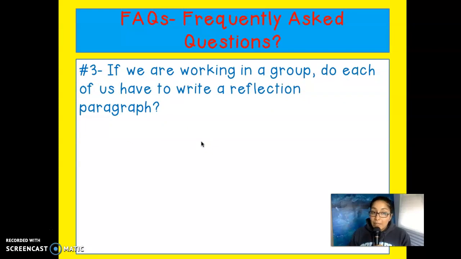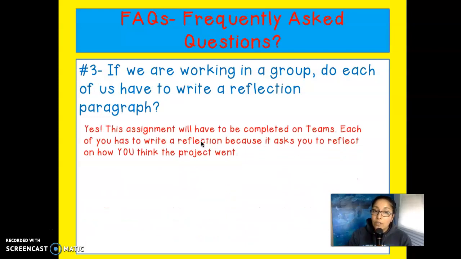Number three. Miss Antunes, if we're working in a group, do each of us have to write a reflection paragraph? I didn't know we had somebody who had a Southern accent. That was so thick. But the answer is yes. This assignment will have to be completed on Teams, the written reflection. Each person has to write a reflection because the reflection paragraph asks you to reflect on what you did in your project and how you think the project went. So every person has to write the reflection.